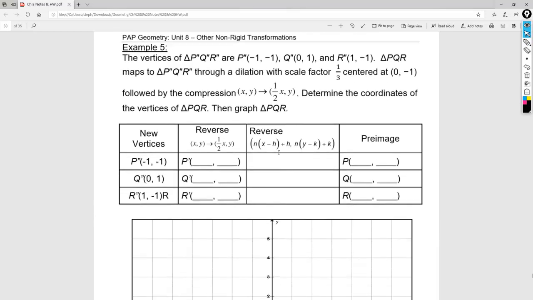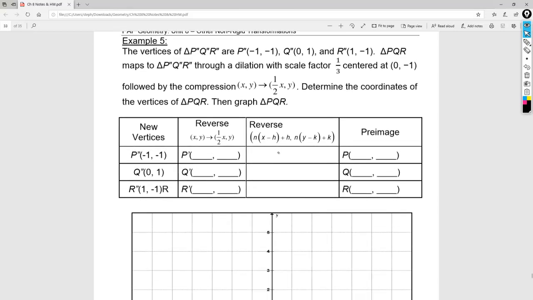Okay, moving on. So we have the vertices of my triangle, and this is our image. I can tell because of the double tick marks. So they want me to find the pre-image coordinates, and they told me that we had a dilation with scale factor 1/3 centered at 0, -1, and then a compression. So I would need to deal with the compression first, and then I would need to deal with the dilation. I think it's easiest to see this graphed.